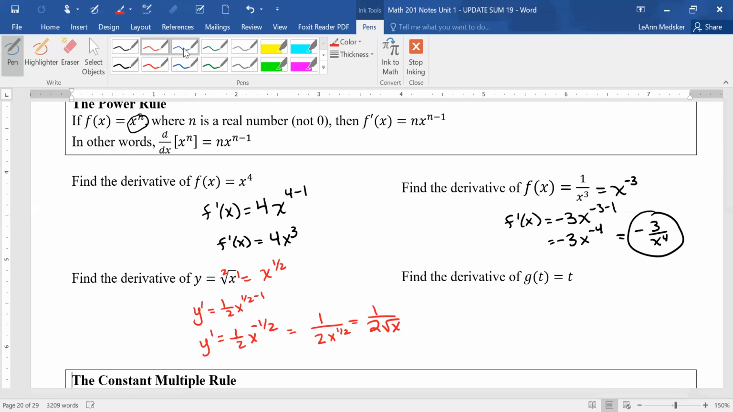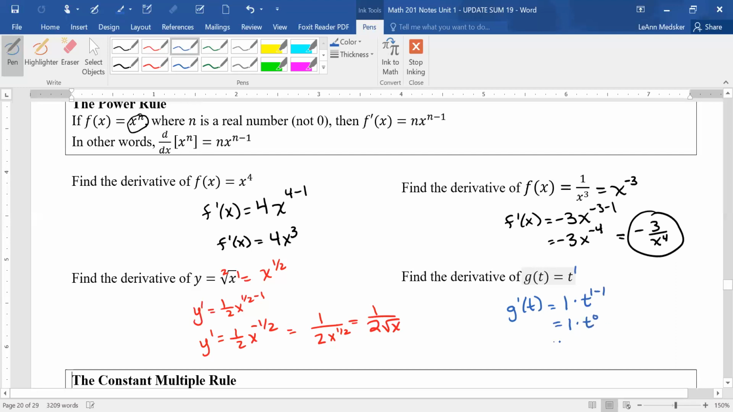And this very last one is one that sometimes people mess up just because it's simple but looks funny. This has no power written, which means it's understood to be a 1. So g prime of t would be 1 times t to the 1 minus 1, and that is 1 times t to the 0. But from algebra, we learned that anything to the 0 power is a 1. So this actually ends up just being the coefficient 1.